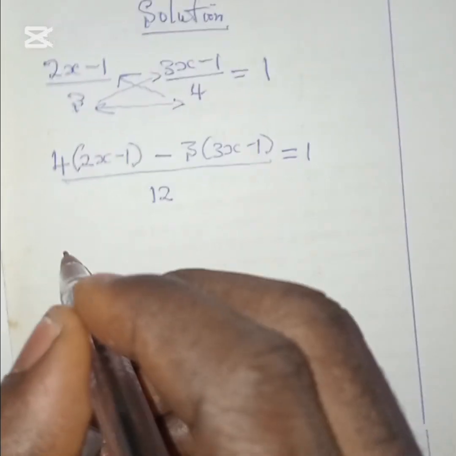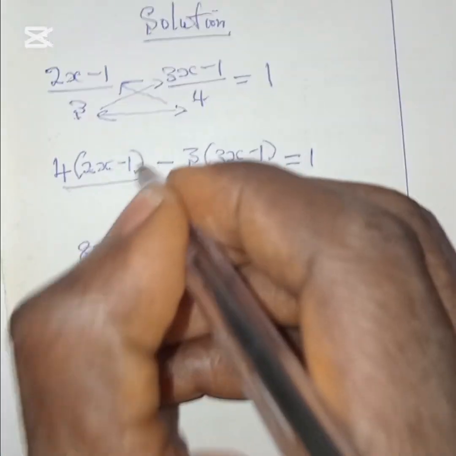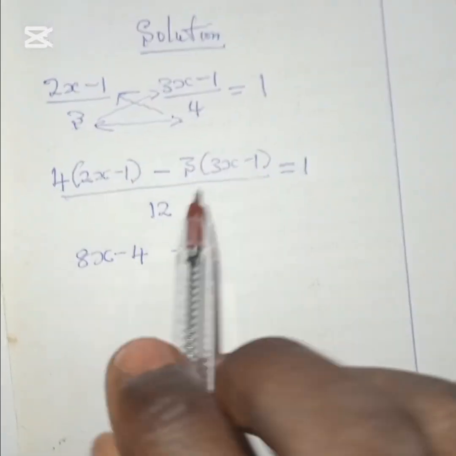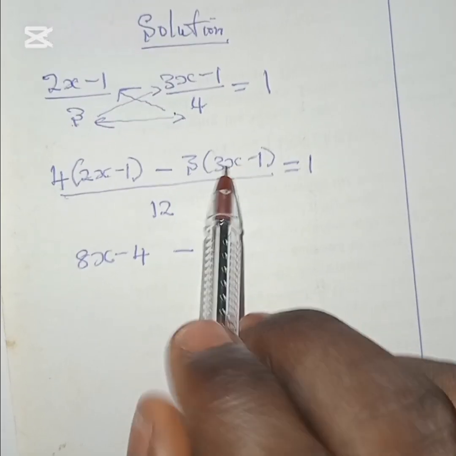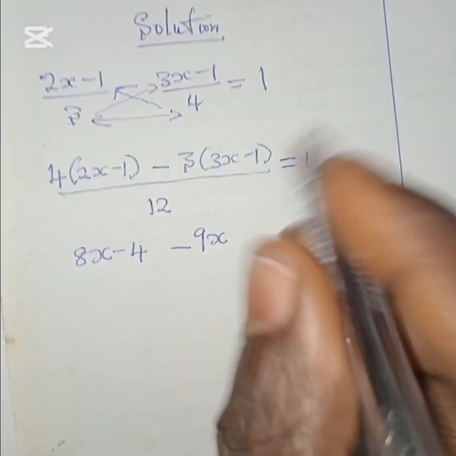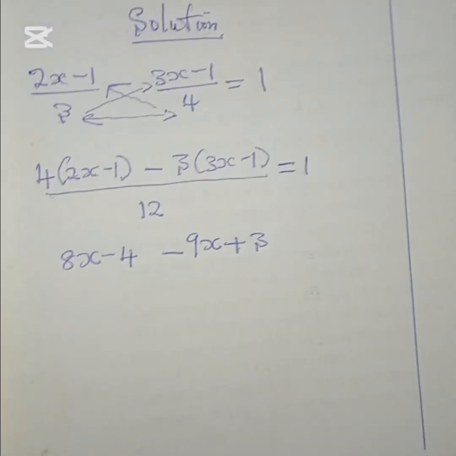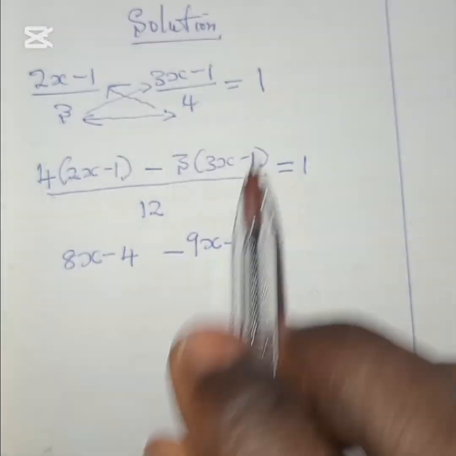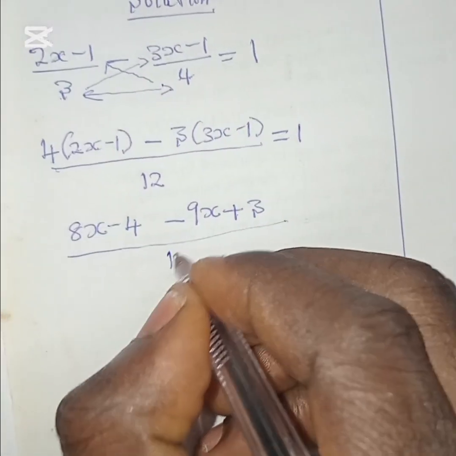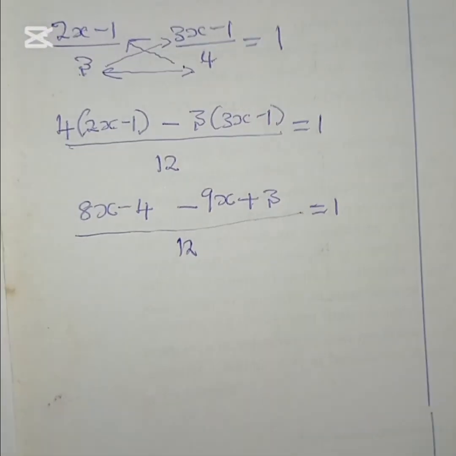The next step: 4 multiplied by 2x gives you 8x. 4 multiplied by minus 1 gives you minus 4. Minus 3 multiplied by 3x gives you minus 9x. Minus 3 multiplied by minus 1 gives you plus 3. Remember, anything multiplied by 1 is the same number. So all over 12 is equal to 1. That is the second step.